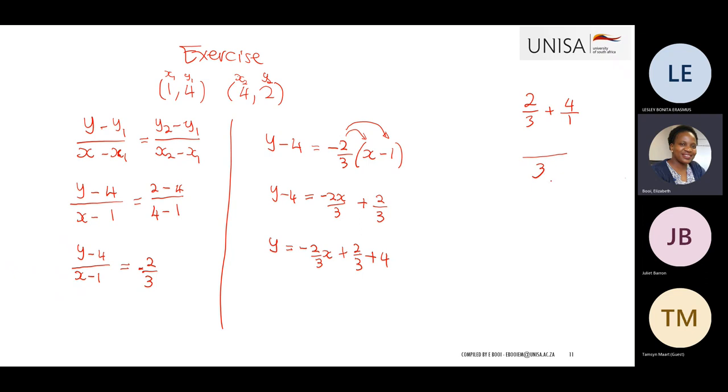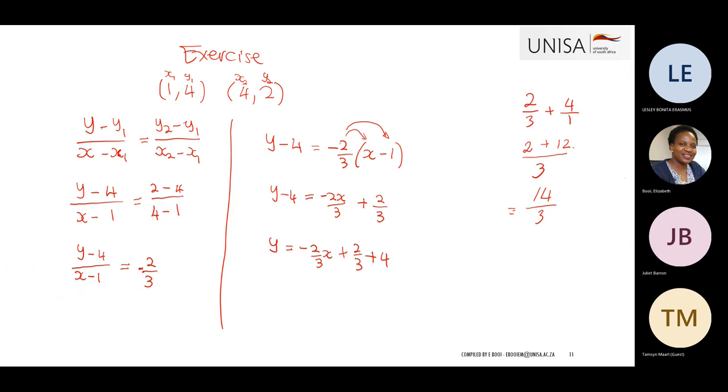3 goes how many times into 3? It goes 1 time. 1 times 2 is 2. 1 goes how many times into 3? It goes 3 times. 3 times 4 is plus 12. 2 plus 12 is 14 over 3. That will be the answer. And because it is 14 over 3, we call it an improper fraction, because the value at the top, which is the numerator, is bigger than the value at the bottom, which is called the denominator.